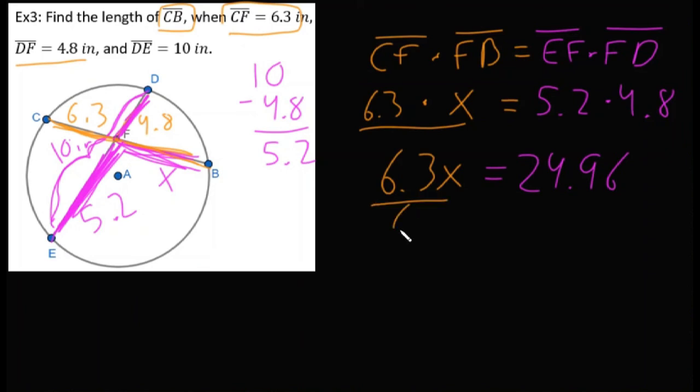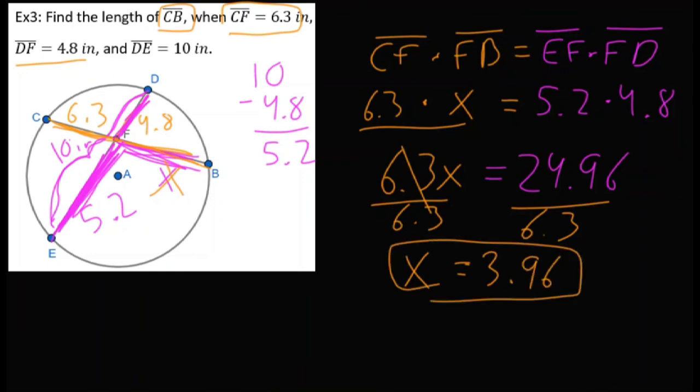So I'll divide by the number in front, 6.3 divided by 6.3. And this will, of course, give us X equals, and since I have that X right there on that burnt orange line, we'll do 24.96 divided by 6.3, and of course that will give us 3.96. Now, once again, don't let this stop you here, all right, because the question is actually asking for CB.